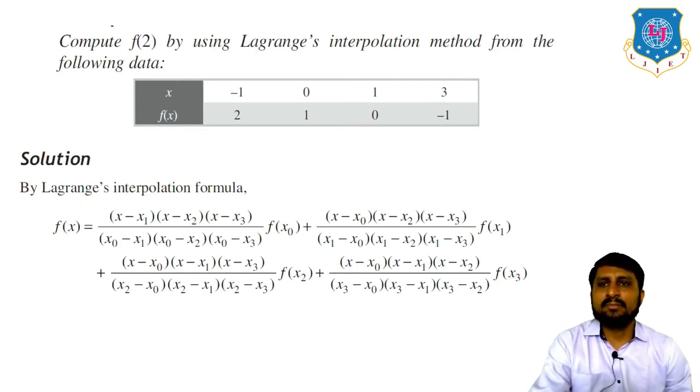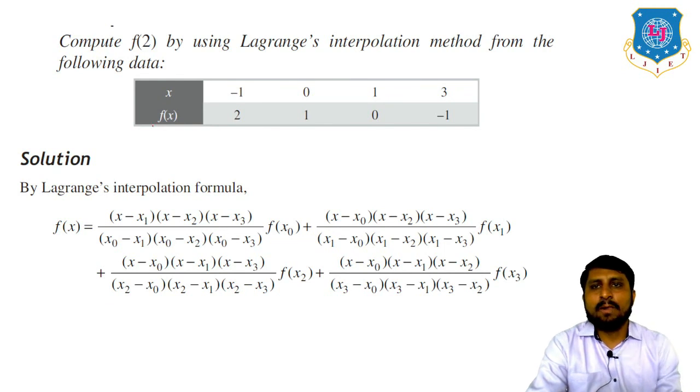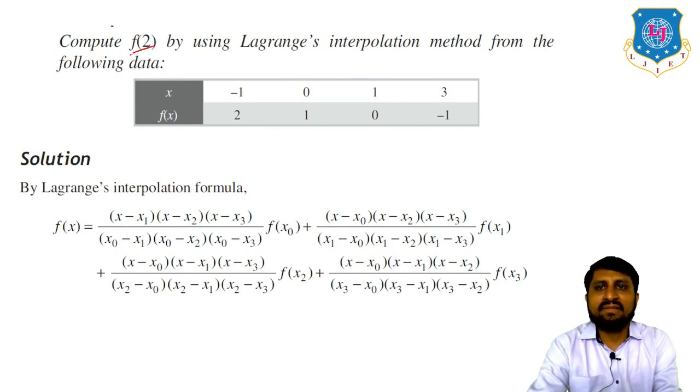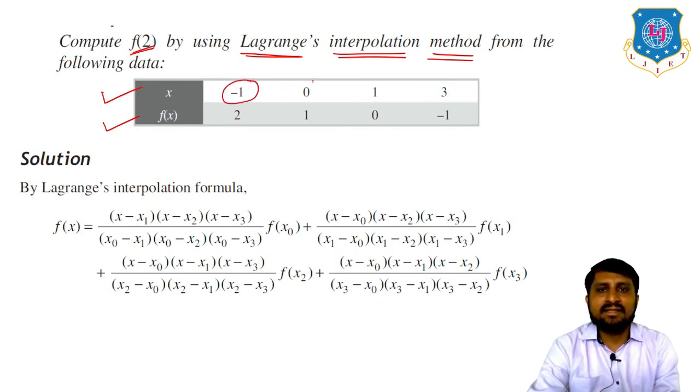This is my first example, okay. Compute f of 2, okay. I want to find the value of f of 2 by using the Lagrange interpolation method, okay. From the following data, the data is already given, the value of x and the value of f of x, okay. The value of x is minus 1, 0, 1 and 3.